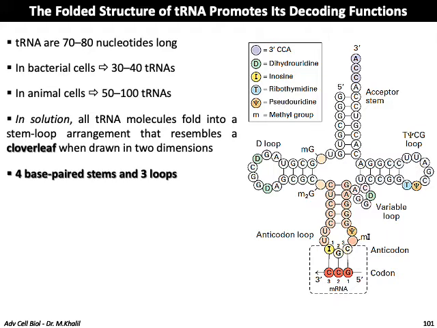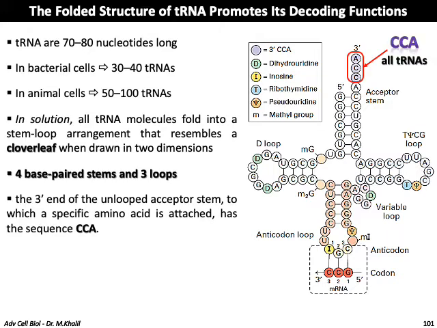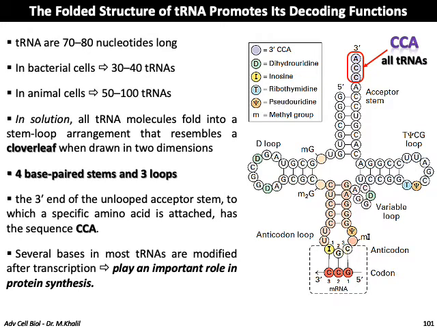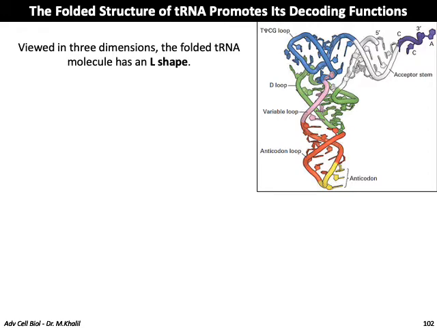It consists of 4 base-paired stems and 3 loops. You can see that the 3' end of the unlooped acceptor stem, where the specific amino acid is attached, always has the sequence CCA, as you can see from the figure. Several bases in most transfer RNAs are modified after transcription, and they play an important role in protein synthesis. The transfer RNA can be viewed in 3 dimensions as a folded, L-shaped structure.